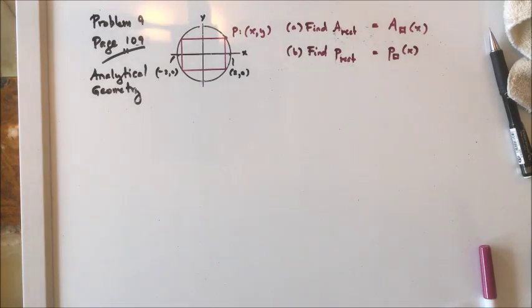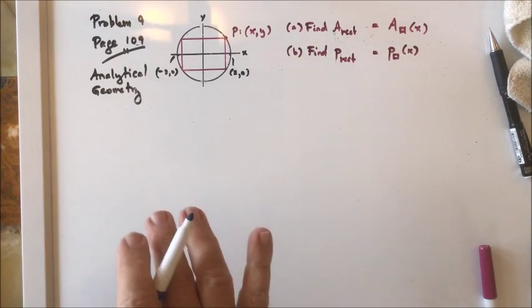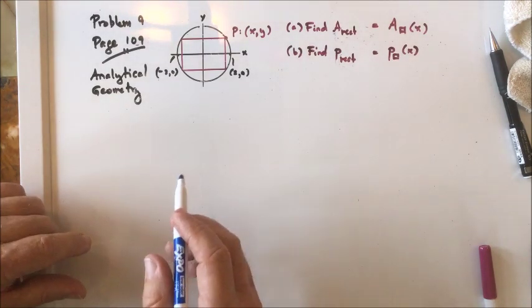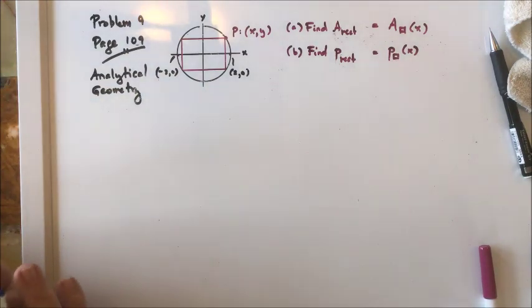All right, so we're working our way through homework 7. This is problem 9 on page 109. It is a sister to problem 8 on the same page. And I've called this the topic here analytical geometry.